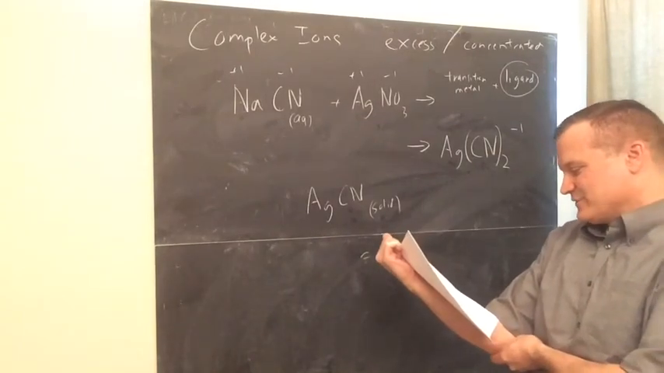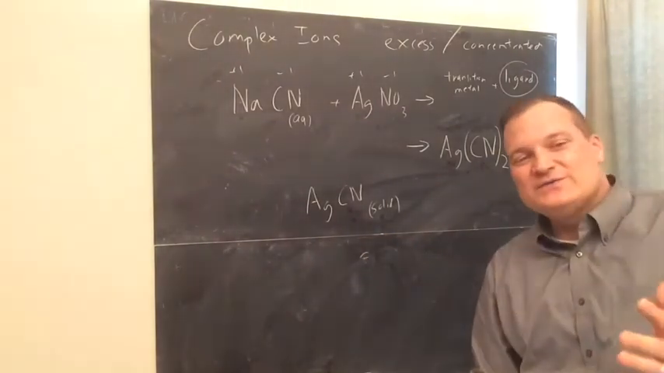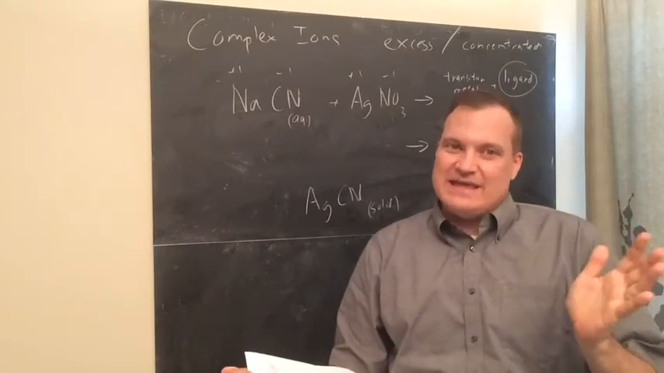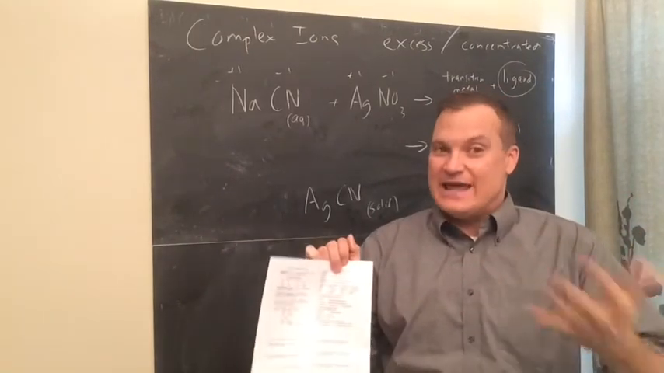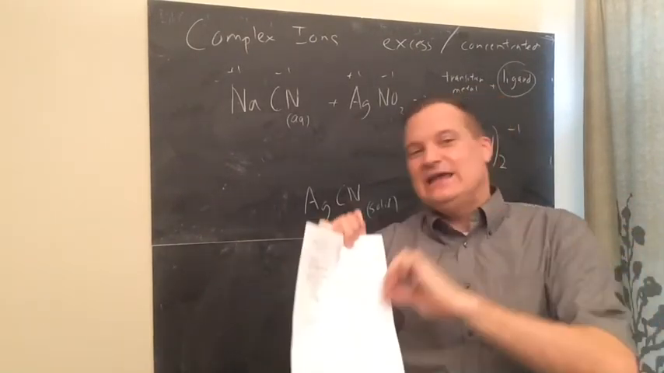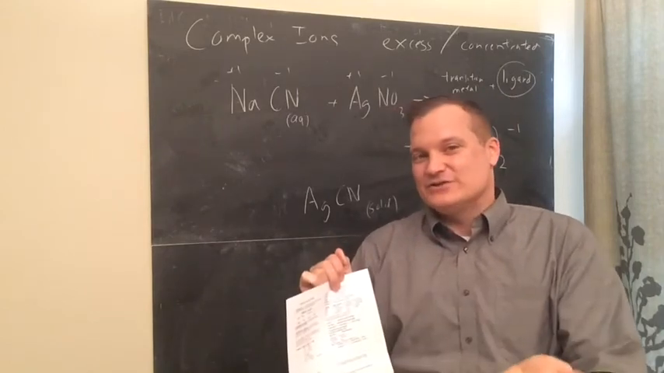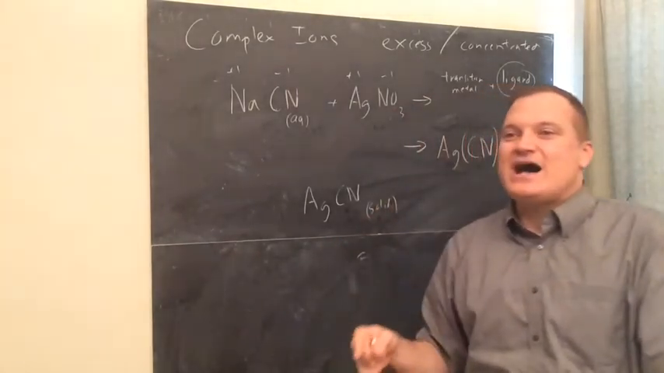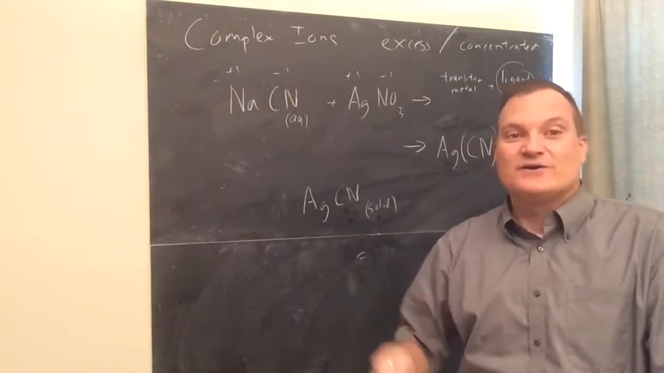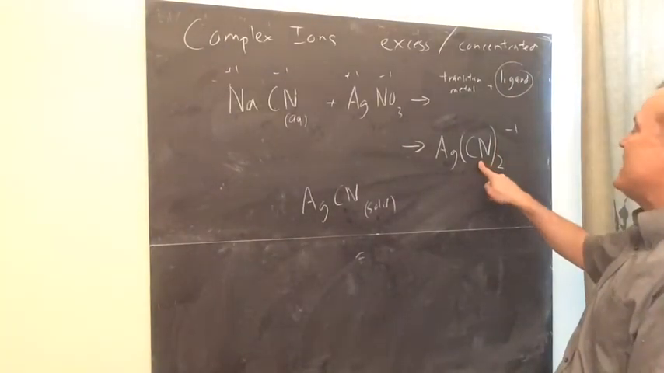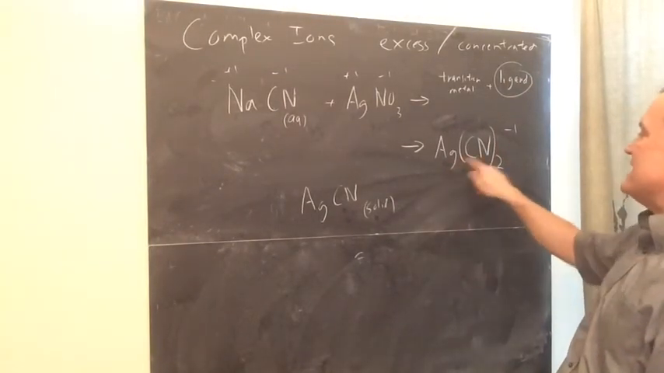Dicyanosilver or silveride. Well, the good news is you do not have to name these. AP is not going to require you to name them. However, they could give you the name and they might ask you to draw it. So if they said dicyanosilver, 2-cyanide silver, that you attach that to there.